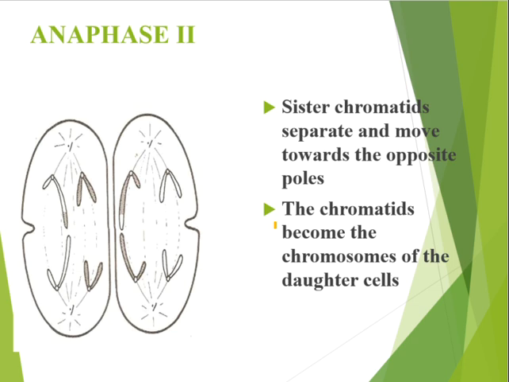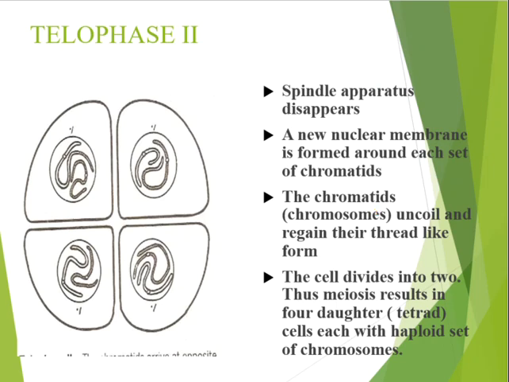Then anaphase II, sister chromatids separate and move towards the opposite poles. As you can see here, they are forming the letter V because they are migrating towards the opposite poles. And the chromatids become the chromosomes of the daughter cells. Telophase II, spindle apparatus disappears. A new nuclear membrane is formed around each set of chromatids. As you can see here, the chromatids uncoil and regain their thread-like form. Then the cell divides into two. Thus, meiosis results in 4 daughter cells, each with a haploid set of chromosomes. You can see 4 daughter cells.